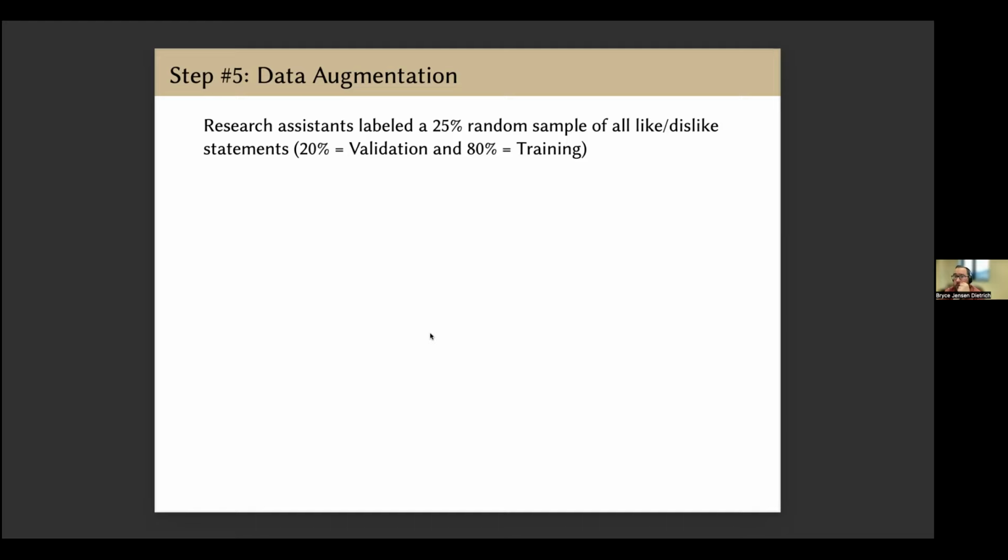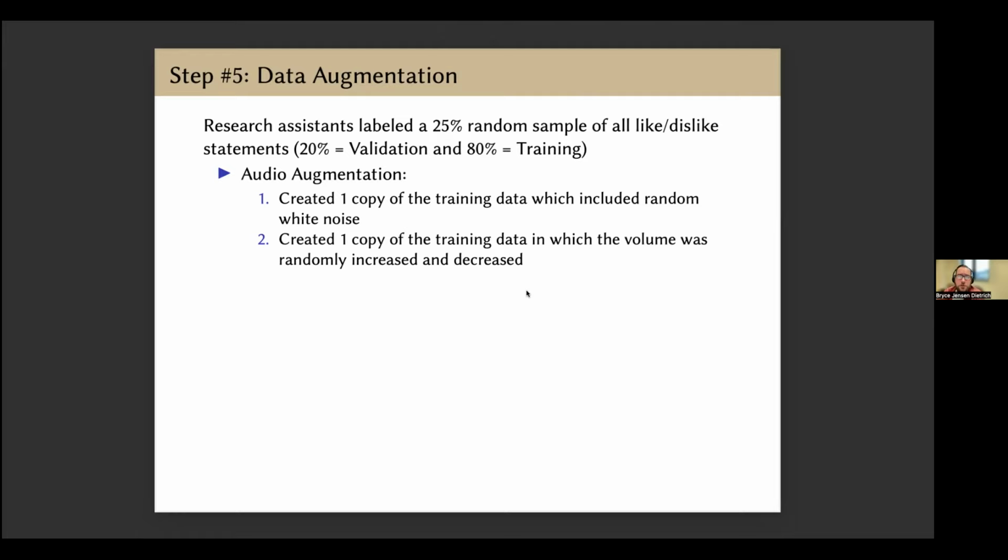To do this, research assistants labeled a 25% random sample of likes and dislikes statements. 20% were used for validation, 80% were used for training. That is based on the base training set that I alluded to in the previous slides. For the audio augmentation step, we essentially created two copies of the data. The first copy of the training data included random white noise, to simulate different phone qualities that we might obtain out of sample. The second was a copy of the training data in which the volume was randomly increased and decreased, again to simulate different types of phones out of sample, which we thought would improve performance.